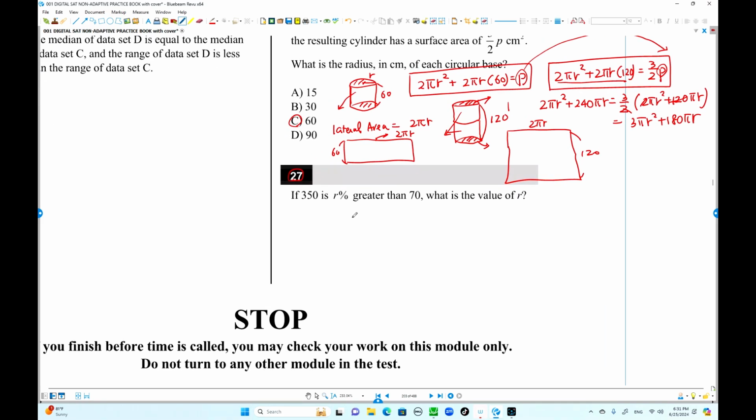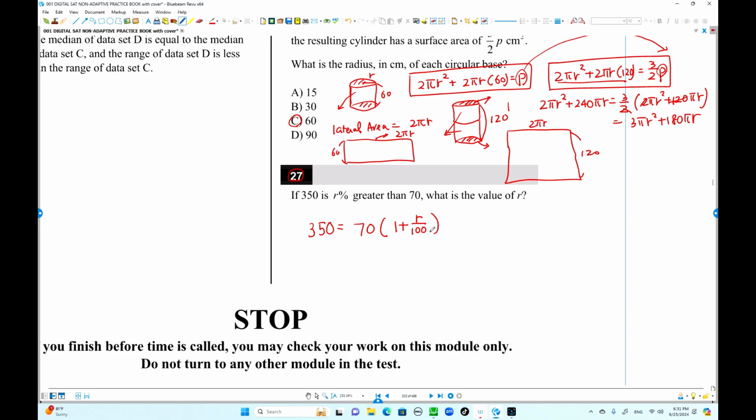Okay, the last question is 27. 350 is r% greater than 70. How can you set up the equation? What is the value for r, right? So 350 equals 70, then 70 times r%, which is r over 100. That is r percent.